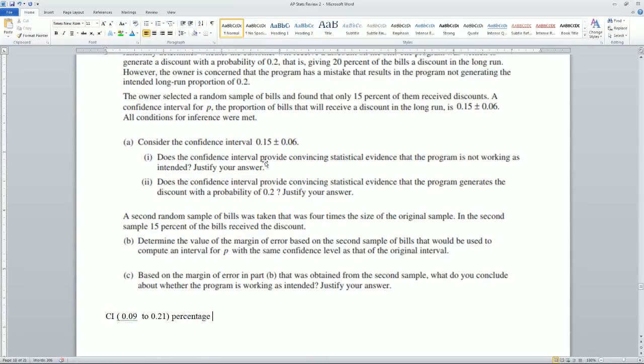Does the confidence interval provide convincing statistical evidence that the program is not working as intended? No. First of all, this wouldn't make sense. What was the question again? Right here, the first part: does the confidence interval provide convincing statistical evidence that the program is not working as intended? Yes or no? No.